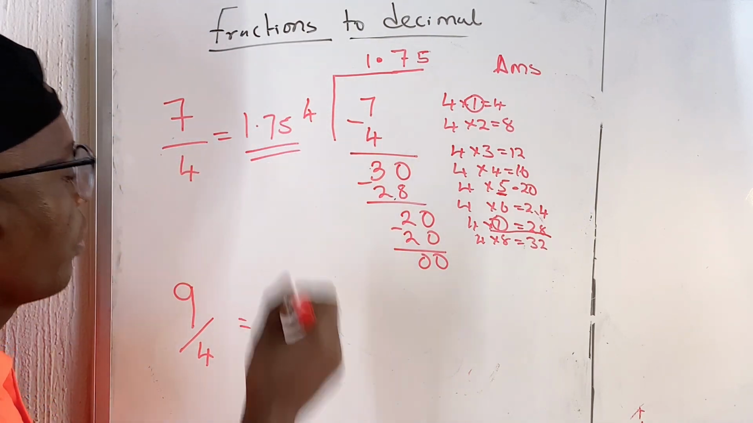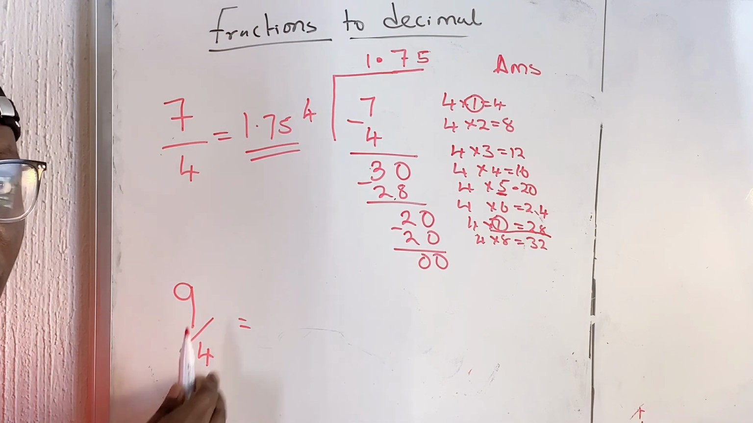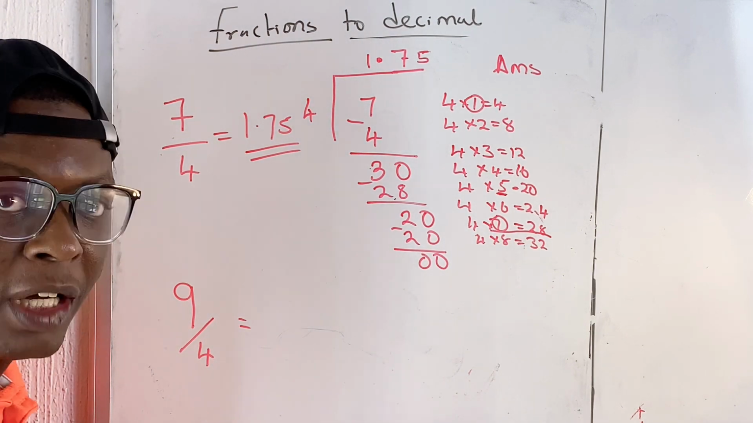1.75. Using the same method and skill, can you change 9 over 4 to a decimal?